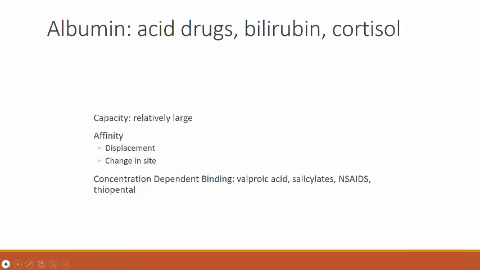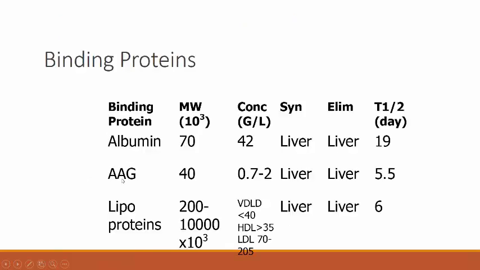Albumin, alpha-1 acid glycoprotein, which is symbolized by the letters AAG. You probably figured out why we do that. Alpha-1 acid glycoprotein is quite a mouthful, but I recommend you saying it around the house now so that your parents realize you're learning and you've got some new words. And then finally, lipoproteins.